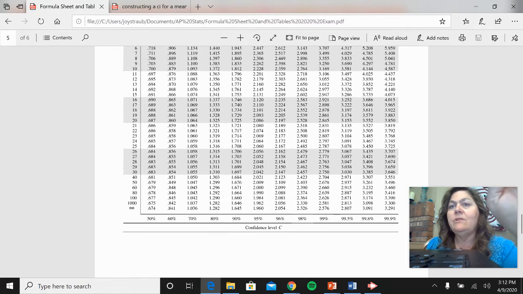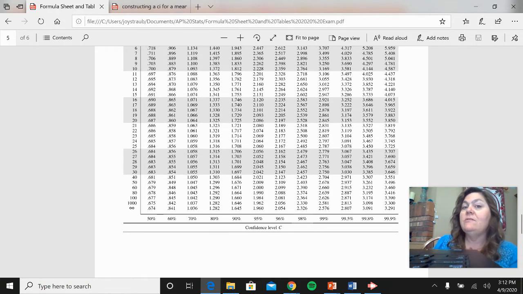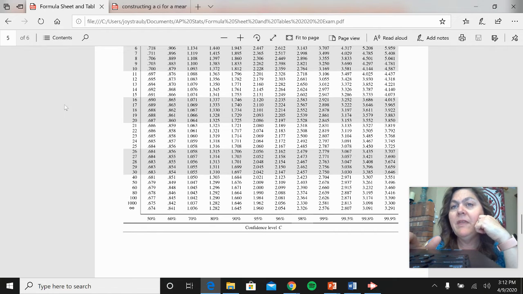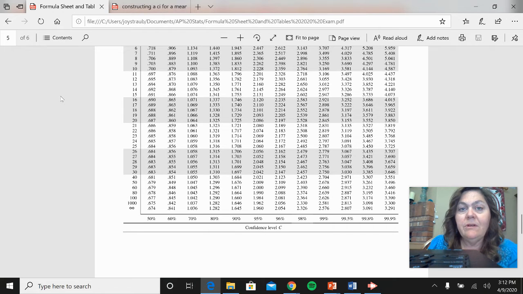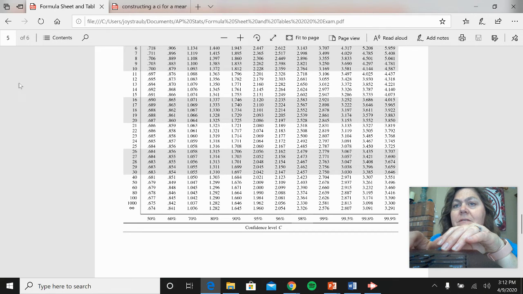So here's how you're going to read this table to get your t-star. And I'll come back to the notes and keep going with this. But as you're looking at the table, let's say your sample size, like what I said earlier, was 62. If my sample size is 62 and minus 1 is 61, I look at the table and I don't see a 61.